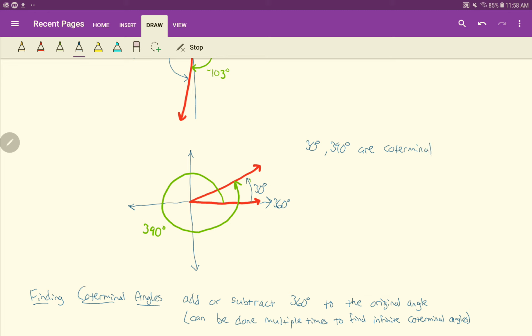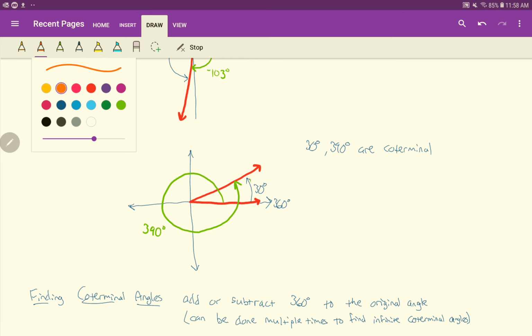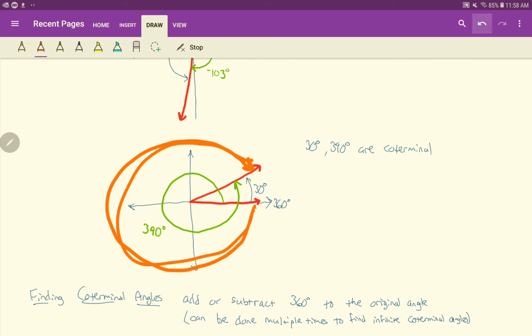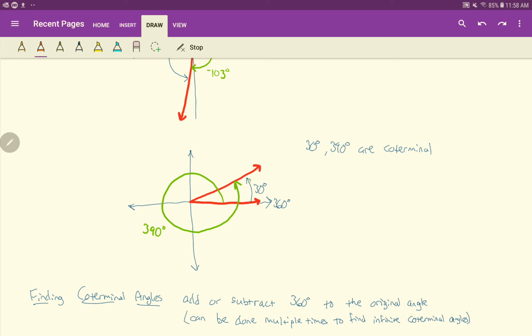Okay, what else could we have done? We could have rotated, change the color here, we could have rotated this direction instead. What would that be? Well, we're going to be almost rotating the whole way around here, except we're just missing this piece right here. So it'll be 360 take away 30.